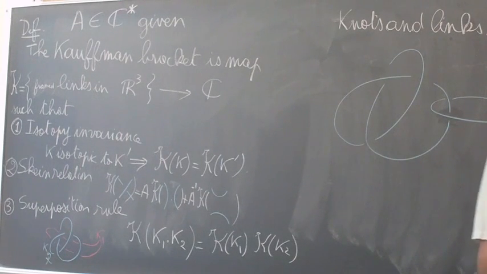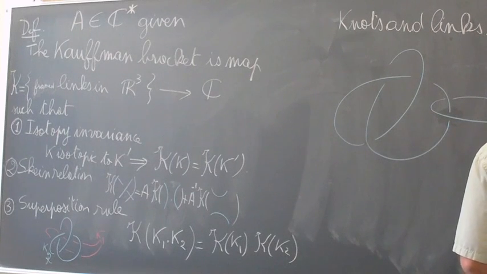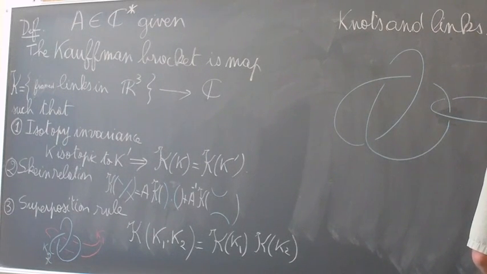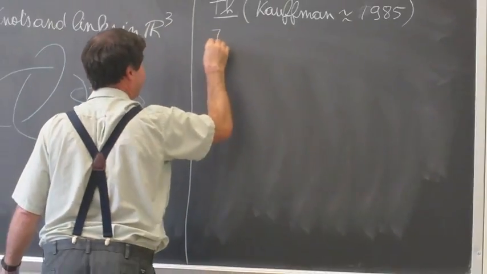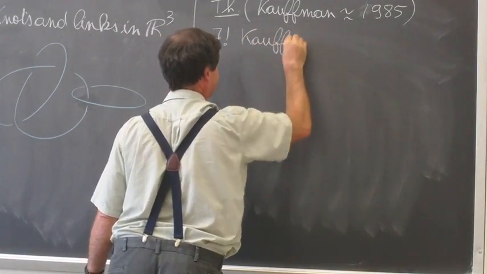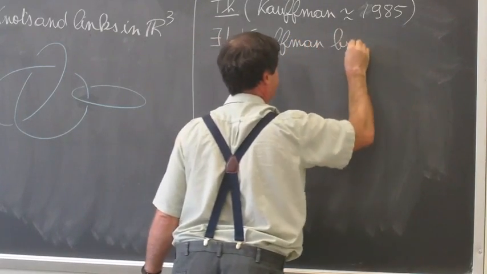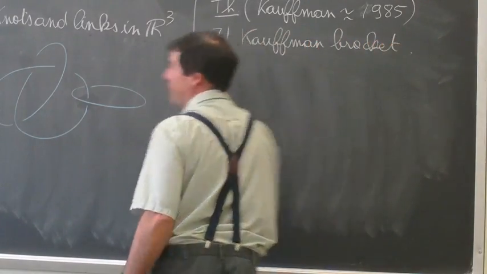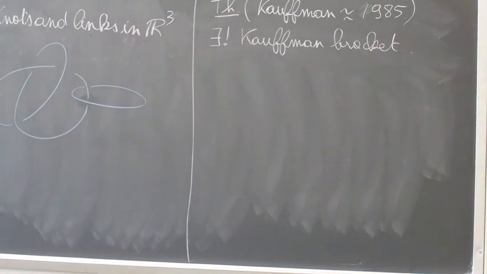And so what we have is a theorem due to Kauffman, which says that there exists a unique Kauffman bracket. In other words, if you have a map like this, it's completely determined by these three properties, and what's really important is that there is an invariant which satisfies these three properties. That's really what the hard work is.